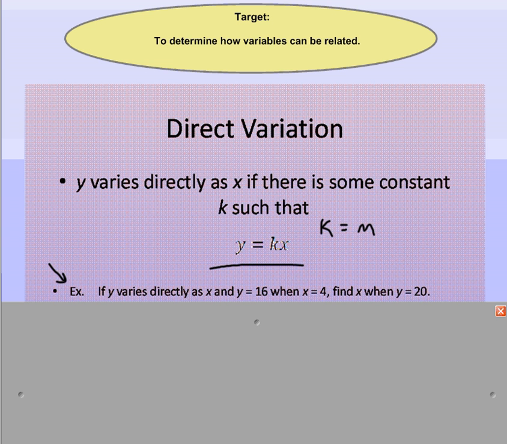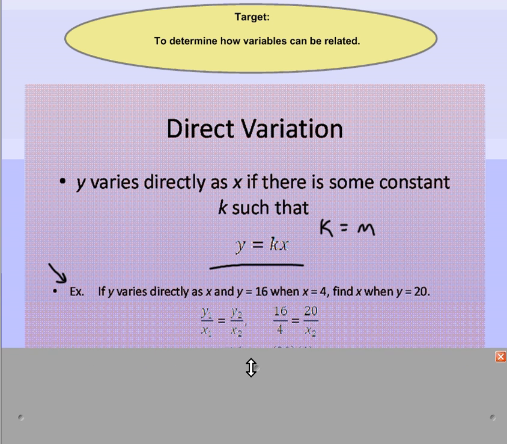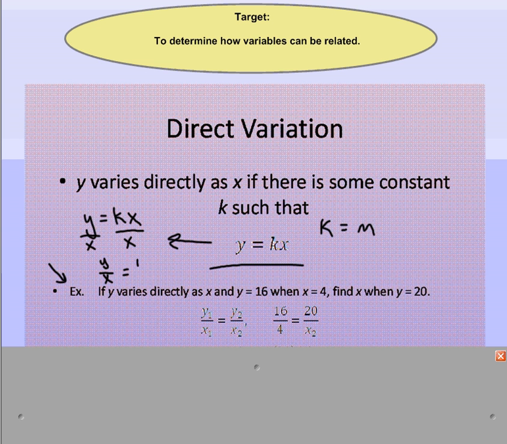If y varies directly as x and y equals 16 when x is 4, find x when y is 20. There's a couple different ways that we can do it. One way involves a proportion. One way involves making the equation, finding the constant of variation. This is how we can make a proportion. If you were to take this equation and solve for k, you would divide x away. So in every direct variation situation, the constant of variation for that situation is found by taking the y value divided by the x value.